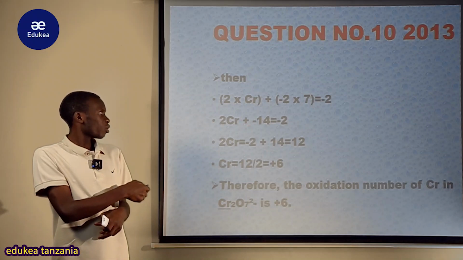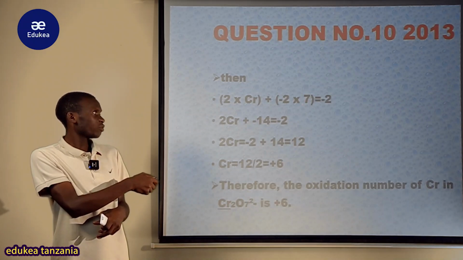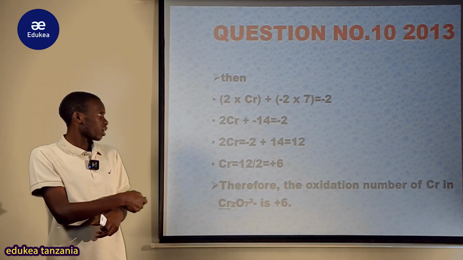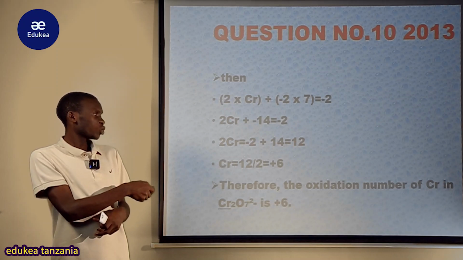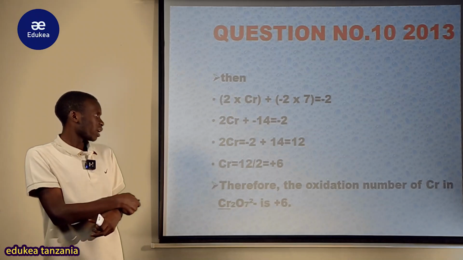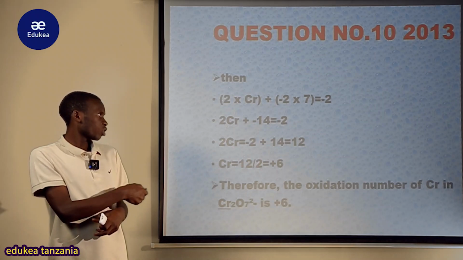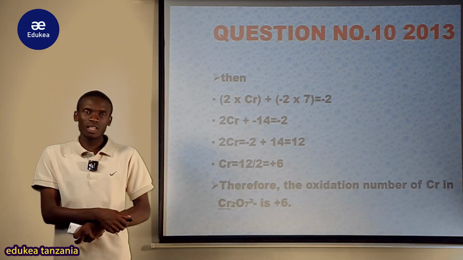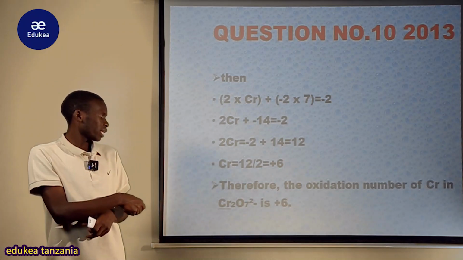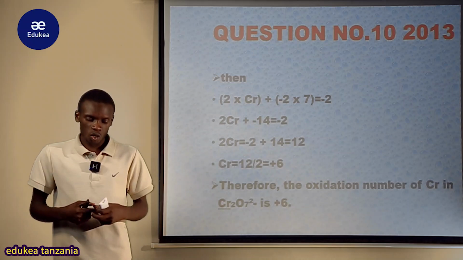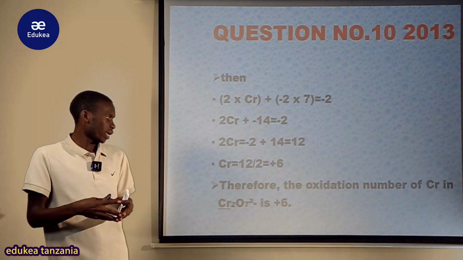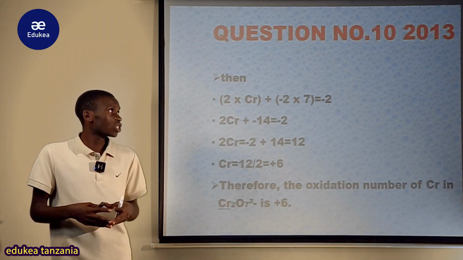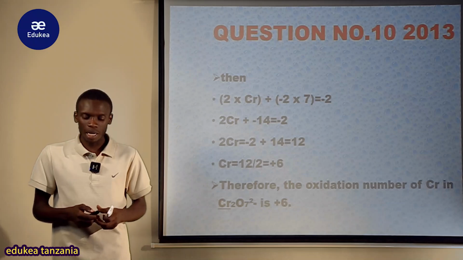Then 2 chromium plus negative 14, 2 times 7 gets 14, is equal to negative 2, which is the charge of the compound. Then 2 chromium is equal to negative 2 plus 14, which will be equal to 12. Negative 2 ukitoa na ukijumlisha na 14 unapata 12. Then chromium will be equal to 12 over 2, divided by 2 here, you get positive 6. Then the oxidation number of chromium in chromate is positive 6. Kwa hiyo ndio itakuwa oxidation number ya chromium kwenye hii chromate. So that was part B of question number 10.